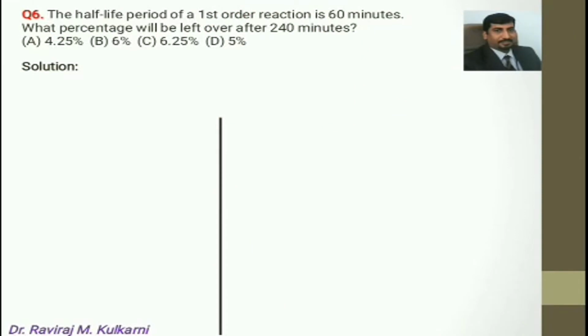Next question. The half-life period of a first order reaction is 60 minutes. What percentage will be left over after 240 minutes? A very interesting question. Option A is 4.25%, option B is 6%, option C is 6.25%, option D is 5%. We know the equation for the first order rate constant.